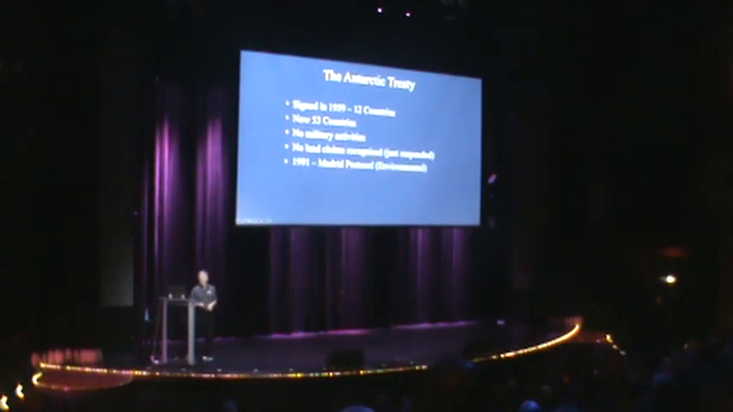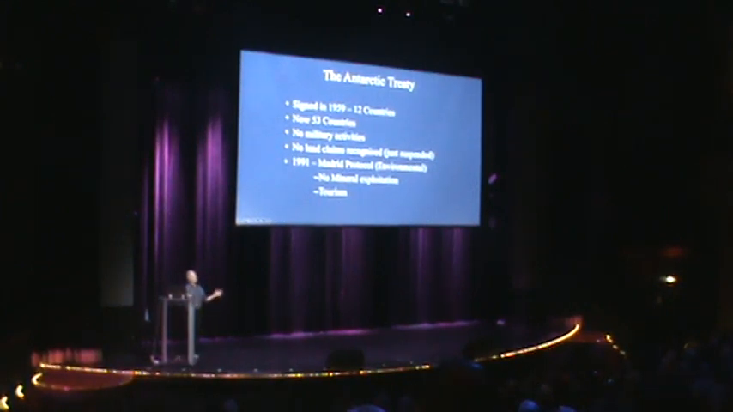In 1991, there was a kind of environmental protocol about how to behave down there because there were more people turning up, doing science, there was an increase in tourism, and so they agreed on no mineral exploitation at all, and they also agreed there should be protocols for tourism as well. So this became a kind of international agreement to look after Antarctica and treat it well.